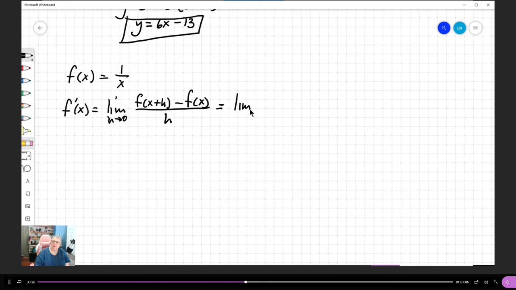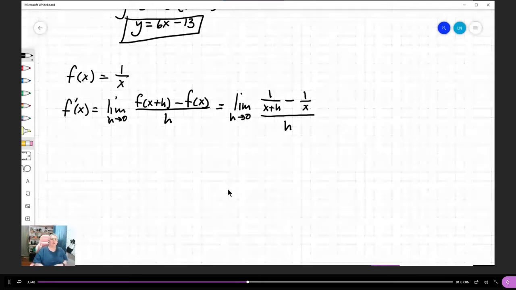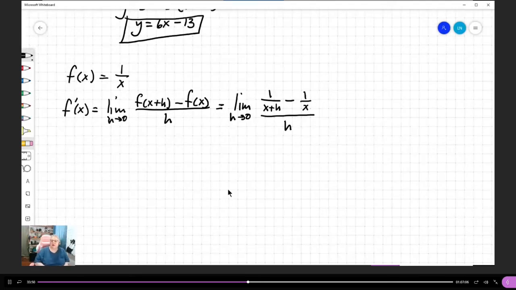So this is going to be the limit as h goes to 0, f of x plus h. So I replace x with x plus h. So I get 1 over x plus h minus f of x, so 1 over x, all over h. Now we have to reduce this down to the point where I no longer have a factor of h in the denominator.